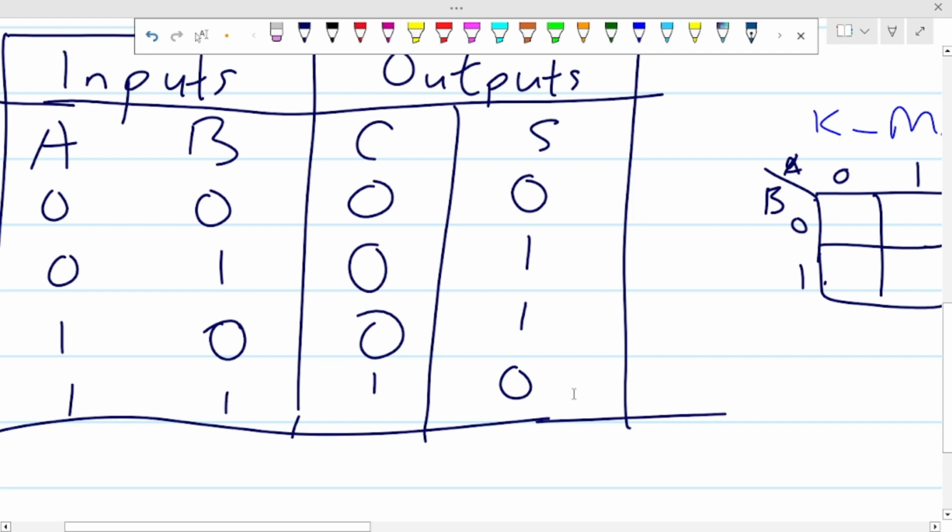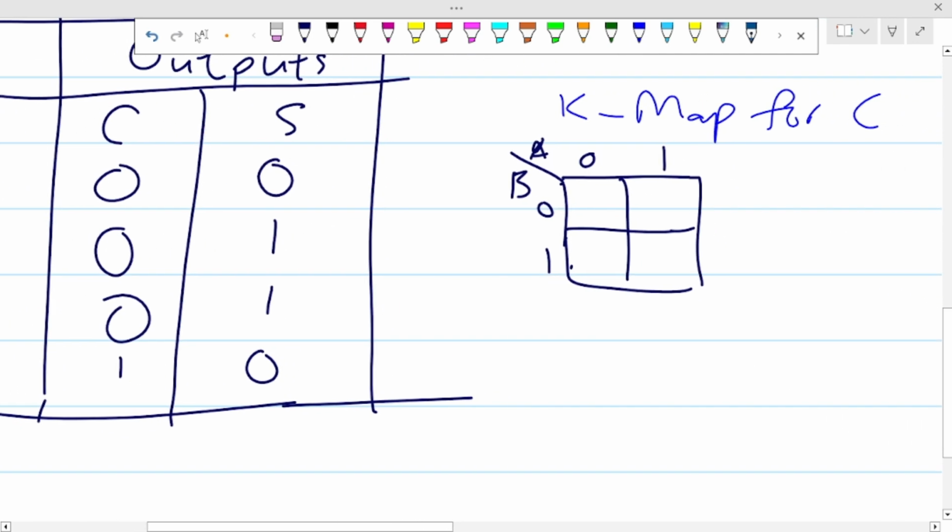So you go to your K-map, where you see A and B, where they meet, that's where you put the 1. So look at it here, where you see A as 1 and B as 1. Here A is 1 and here B is 1, and they both meet here. So this is the exact point you put your 1 for C.